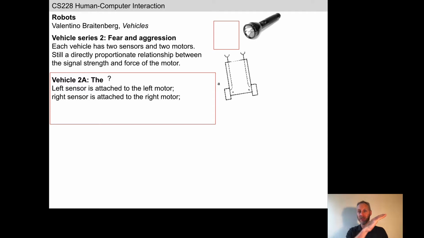So if the robot turns away from the light, now the light is behind the robot, but the light sensors themselves are a little bit further away from the light. So what's happening? What change is occurring in the robot's behavior?